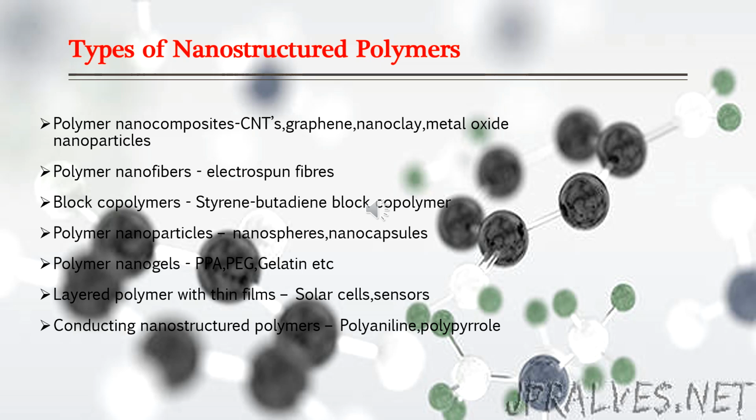Then coming to the layered polymer thin films. These are polymer layers deposited in nanometer thickness, often using techniques like layer by layer assembly, spin coating, dip coating, etc. Examples include solar cells, sensors, gas separation membranes, etc. These are some of the types of nanostructured polymers.